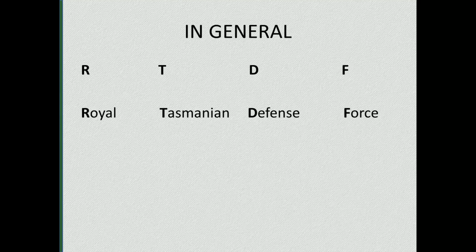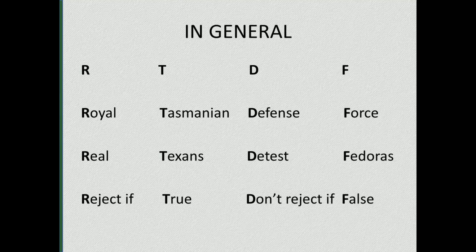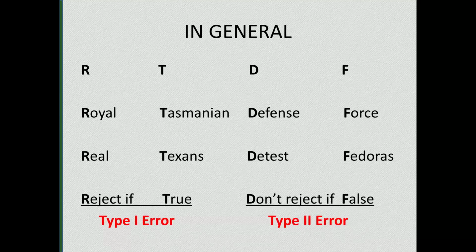If you don't like this one, we've got the Stetson Special. Real Texans detest fedoras. They wear Stetson hats. I'm offering a bounty for the best stupid mnemonic device to help us remember this. Reject the null if it's true. Don't reject if it's false. RT, type 1 error. DF, type 2 error.